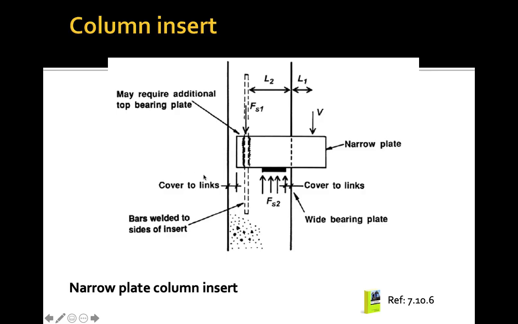Then we also have a narrow plate column insert. This is where we have this plate, which is a narrow plate, and we may require an additional top bearing plate. When this plate is very thin or narrow, we need to have a proper support that is inside the column.